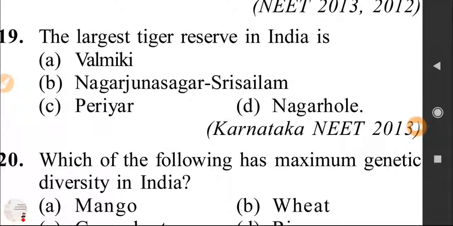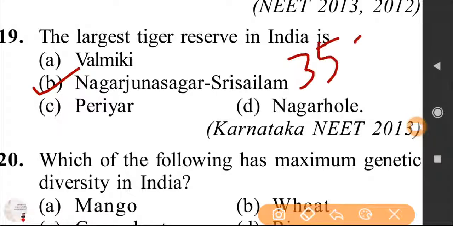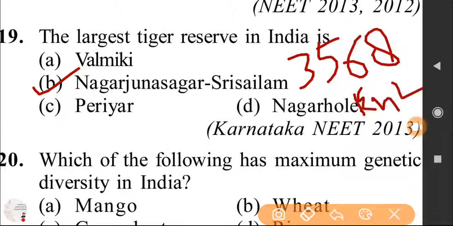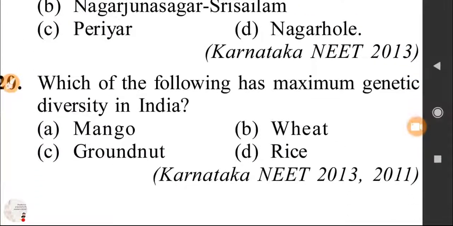Largest tiger reserve in India. Largest tiger reserve in India is Nagarjuna Sagar Srisailam, and it occurs in Andhra Pradesh, with a total area of 3,568.658 kilometer square. I hope I got the right number. Its core area, where no activity is allowed, is 1200 kilometer square. So that is the largest tiger reserve.